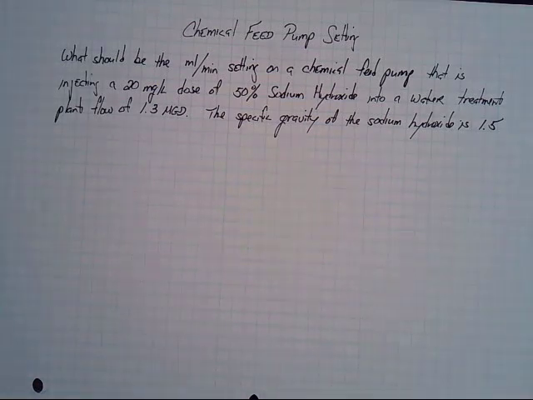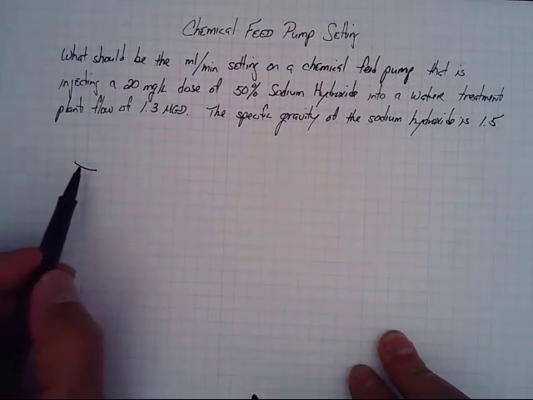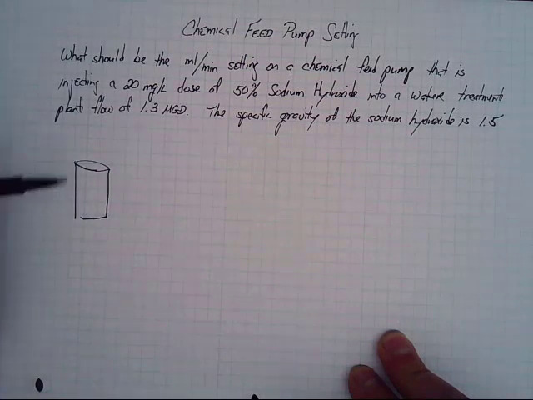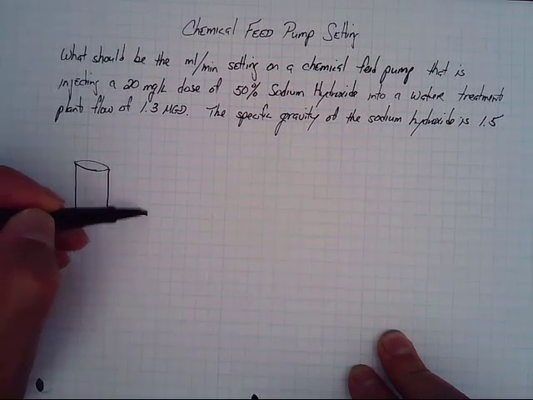that the specific gravity of the sodium hydroxide is 1.5. There's a lot of information in this word problem, and it always helps to draw a diagram and write the information on and then determine what formula we're going to use. So I'm going to draw a simple diagram of what this problem might look like. And this would be typical of how it's set up in a water treatment plant.